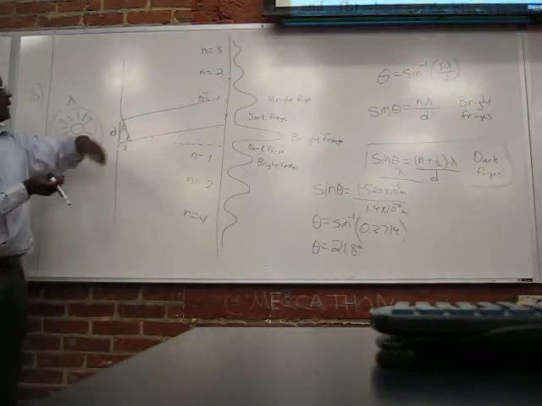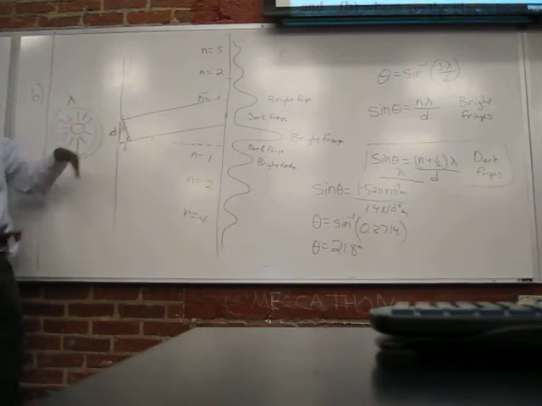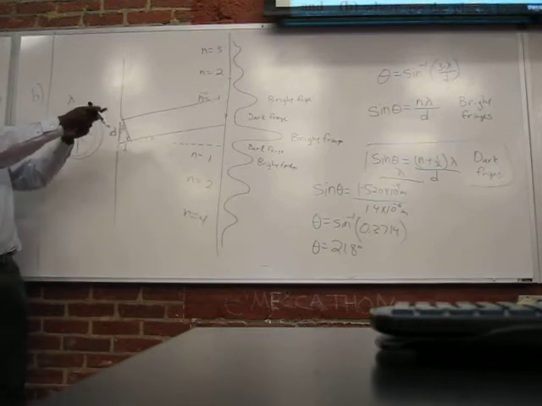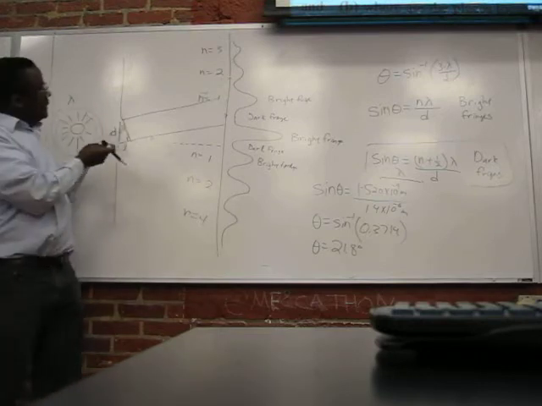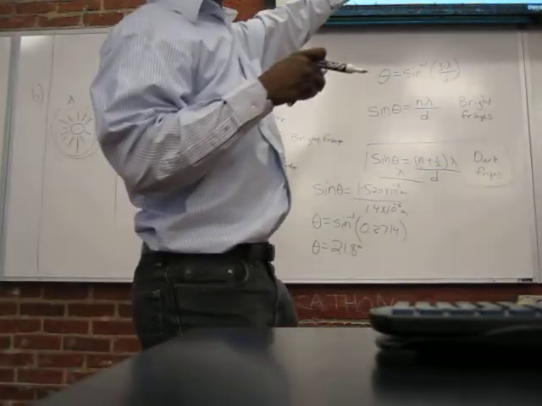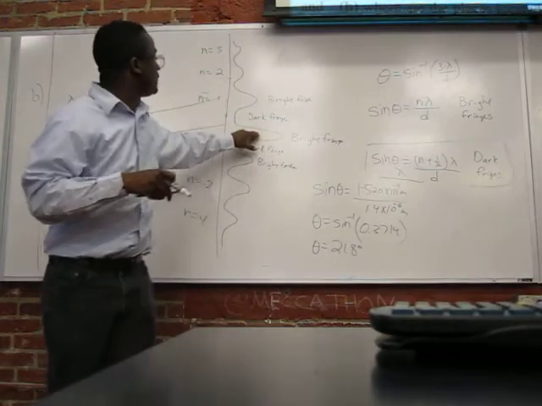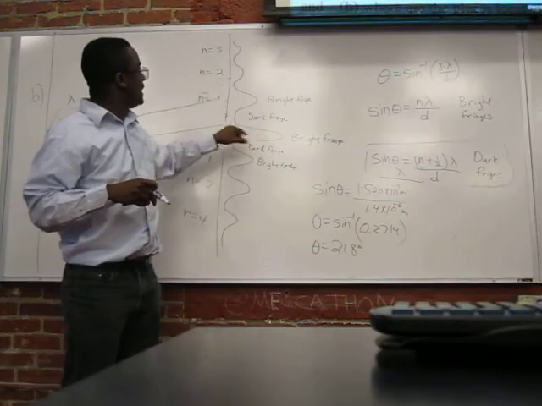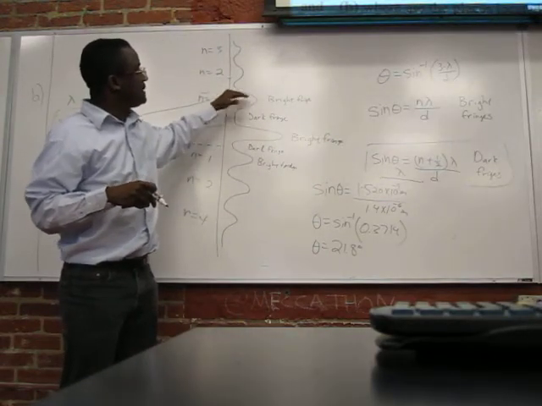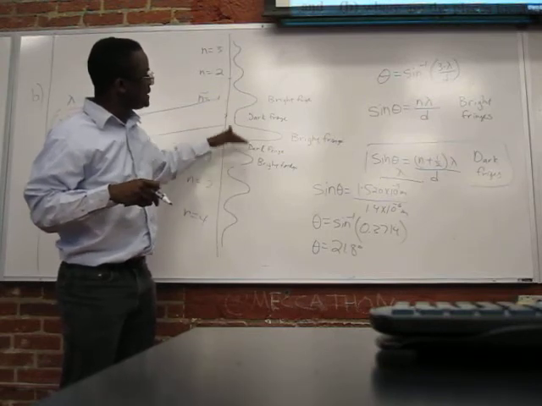So what does that mean? That means if I point my laser pointer and angle it up at 21.8 degrees, I will find the first bright fringe for N equals 1. So not this fringe, because this one is N equals 0. I'll get this fringe, the second fringe, or that one. N equals 1. That's N equals 1.